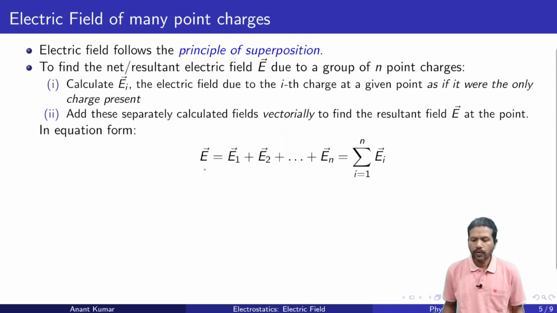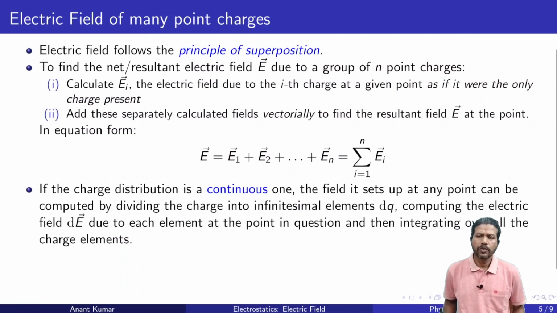In equation form, we could write the net or resultant electric field E vector as E1 plus E2 plus E3 and so on, which in summation notation I have written in this manner. It is just asking us to add all the electric fields that we have calculated for the individual point charges.